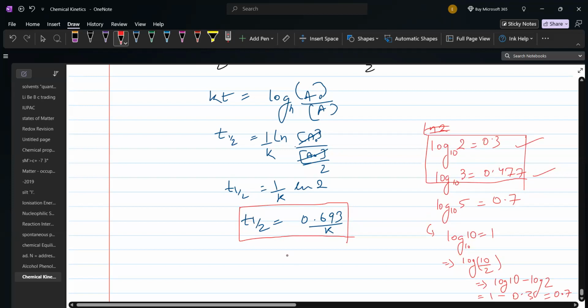How did 0.693 come? ln is converted into log as 2.303 log of 10. So ln of anything, ln x, is equal to 2.303 log of x. This is the formula.